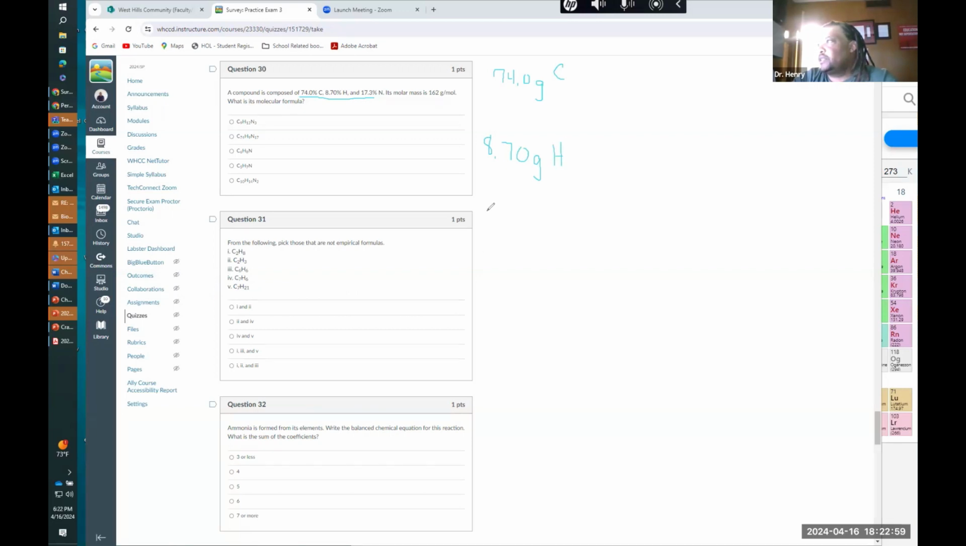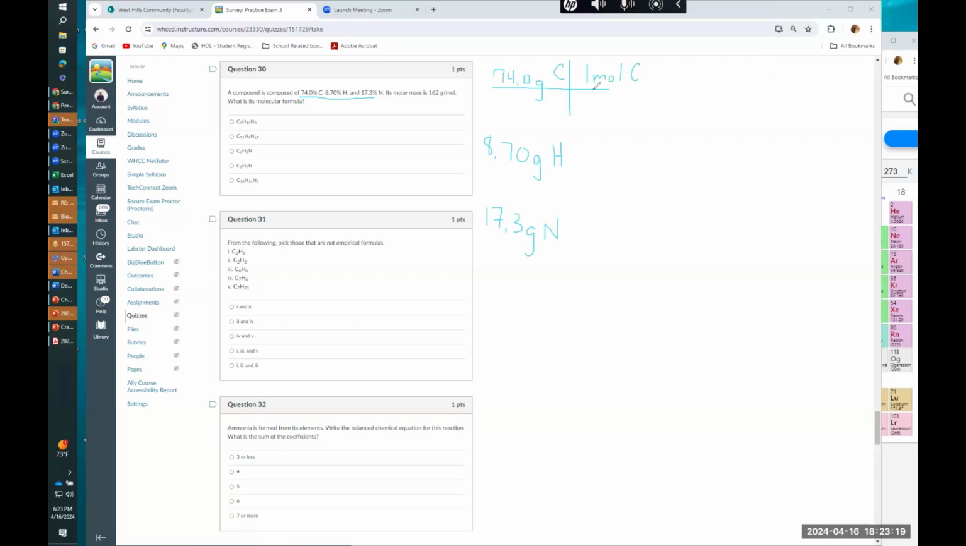How much nitrogen do we have? 17.3 grams of nitrogen. Okay, and then is this the same, where we put the 1 mole on the top? Yep, that's right. 1 mole of carbon. And how much does carbon weigh? 12 grams. I already got that memorized. 12 grams. And hydrogen is 1 gram. That's right, 1 gram on the bottom.